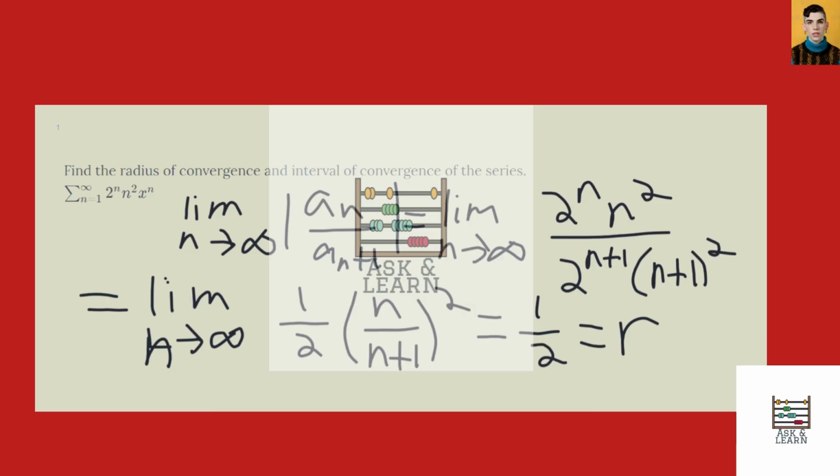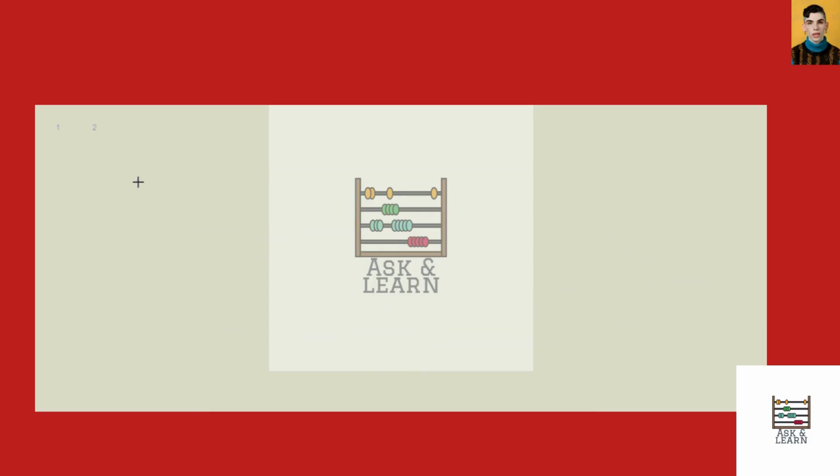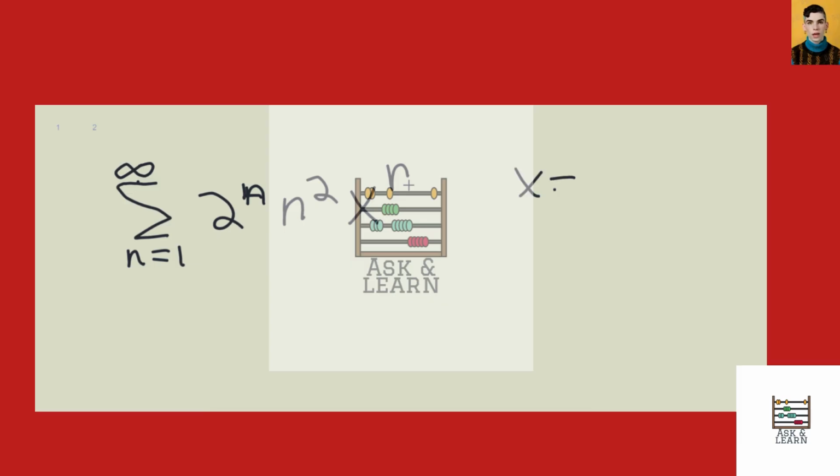For the interval of convergence, we need to figure out whether or not we include -1/2 and whether or not we include 1/2. So we need to check to see whether or not we get convergence for those values. This was the sum that we had: the sum of 2^n times n squared times x^n, going from n equals 1 to infinity. So we wanted to check our endpoints. We needed to check -1/2, so plug in -1/2 here and see whether or not we get convergence.